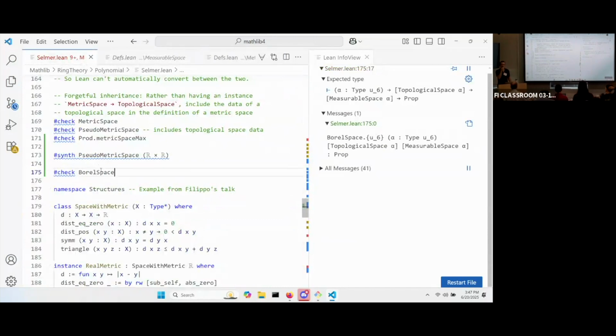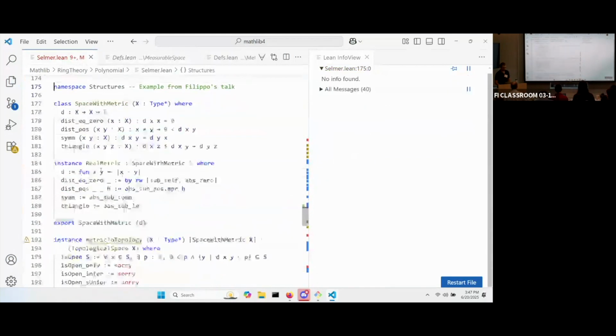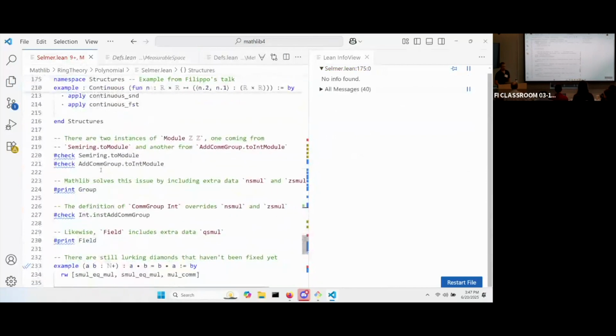Yeah, beautiful. So often these types of things are resolved by predicates. Same as order topology. We already saw the order topology. So that's another way to fix diamonds? Maybe, depends.